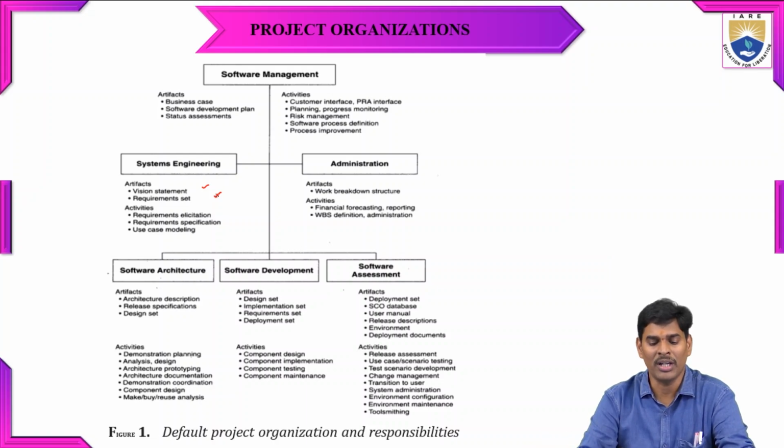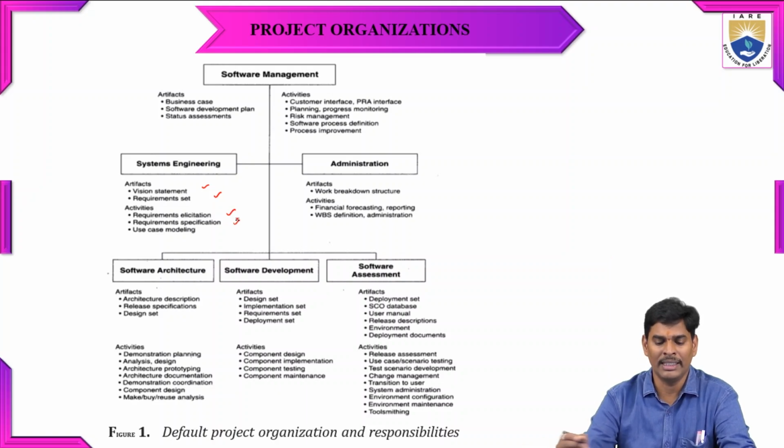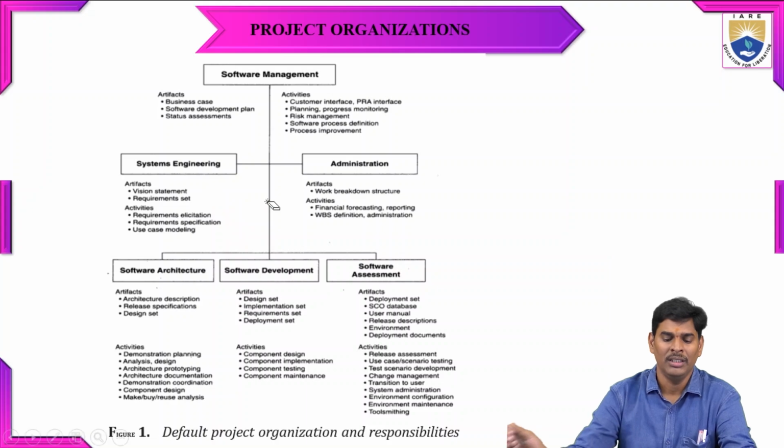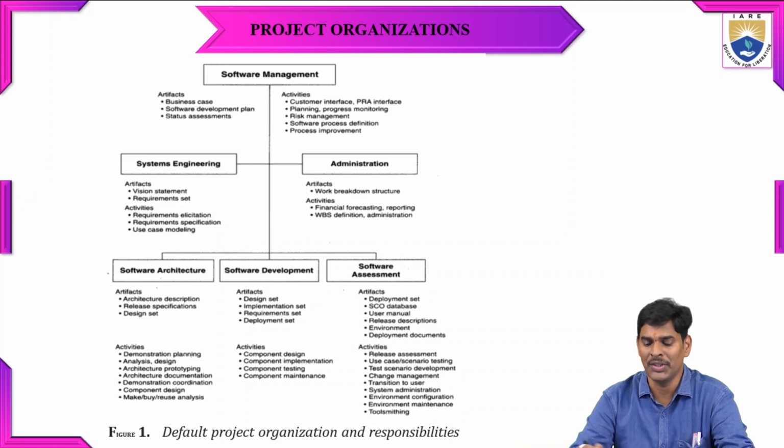And activities. What different activities are done in software system engineering? One is requirements elicitation. They check the different types of requirements for that particular project, specifications will be there, and use case modeling will be there. They need to use UML diagrams for use case modeling. In use case modeling, there is the actor and the system, and there is a relation between the actor and the system.